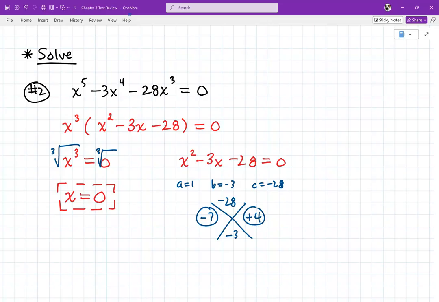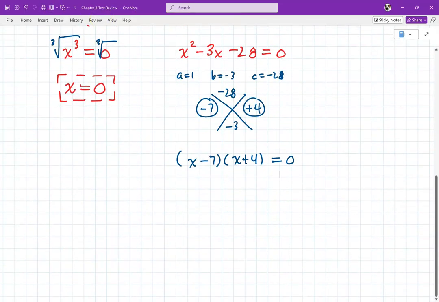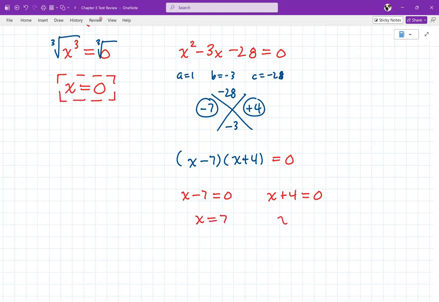So I'm going to write x minus 7, x plus 4 equals 0. Actually, let me write the equals 0 in red here. So now I just got to solve those. So x minus 7 equals 0. X plus 4 equals 0. That means that my answer is 7 and negative 4.